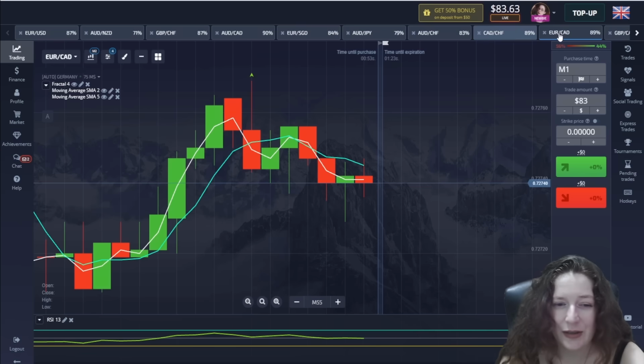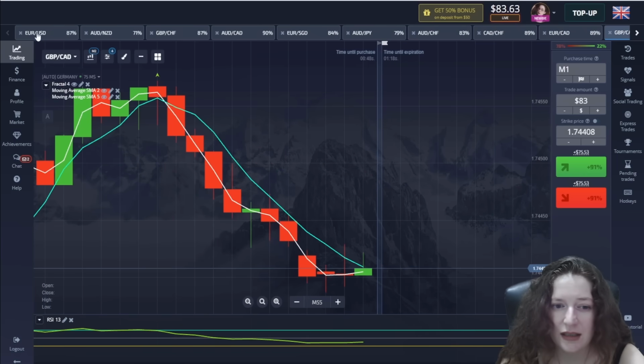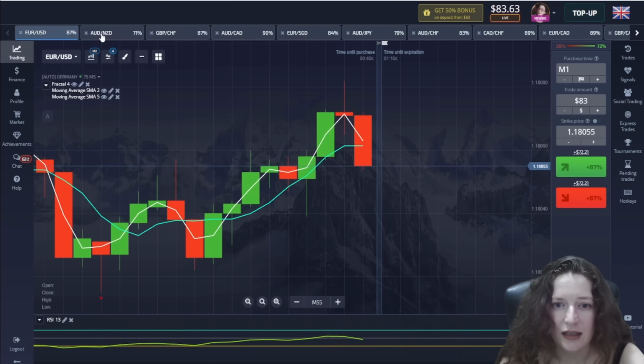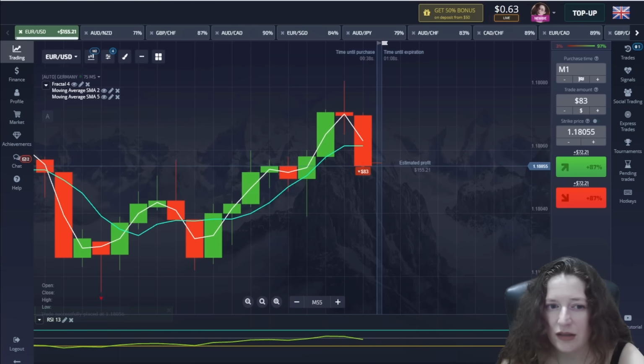So let's switch to other currency pairs and look what will happen. This is the good moment that most win in this strategy if we enter the trade correctly. Here are a few things to keep in mind.